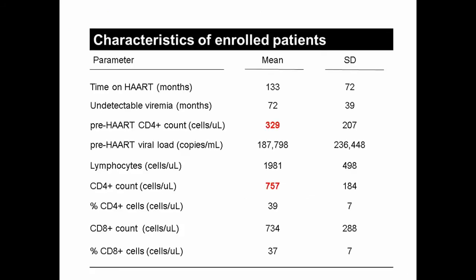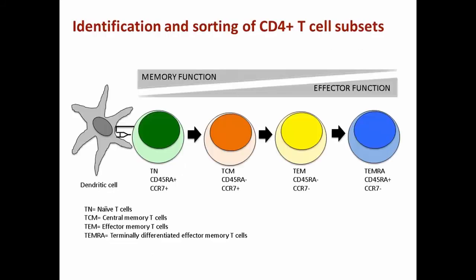These are the characteristics. The mean time on therapy is more than 11 years. The mean viremia undetectability was 72 months, and the CD4 count before therapy was 329 cells per microliter, after therapy 700 cells per microliter. So it means that the therapy not only killed the virus, but also was able to induce an increase in the number of CD4 cells.